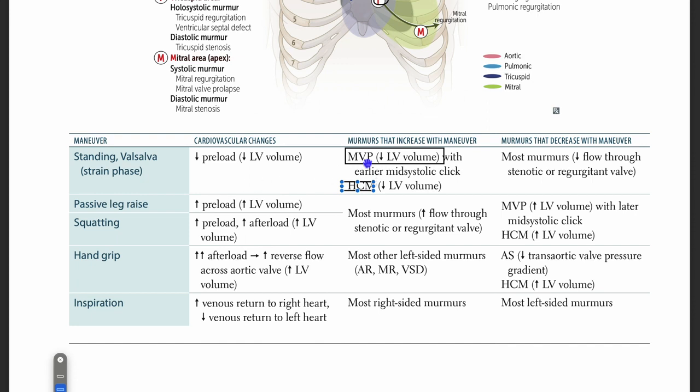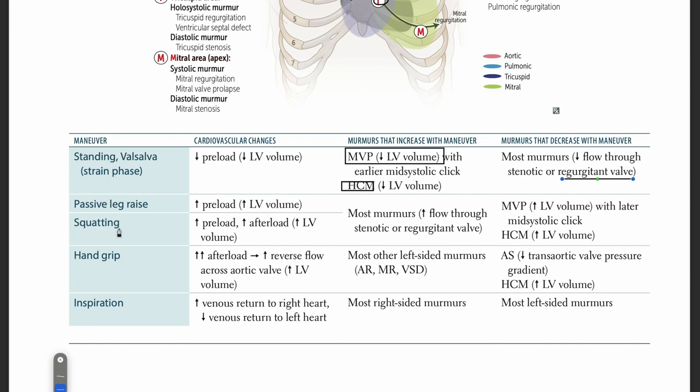Decrease in preload. And then you have most murmurs, which is decrease in flow through a stenotic or regurgitant valve. Okay, so these ones decrease. So know this whole chart basically. That's important. Then you have passive leg raise, so that's going to increase the venous return rate. So that's going to increase preload.